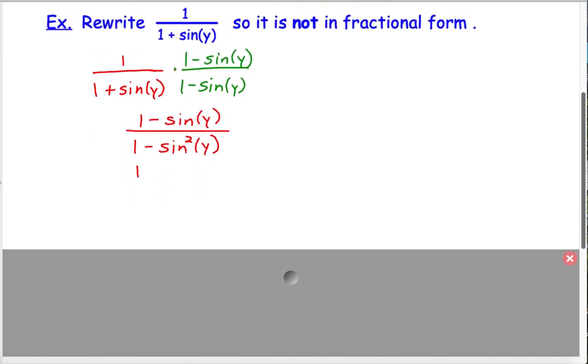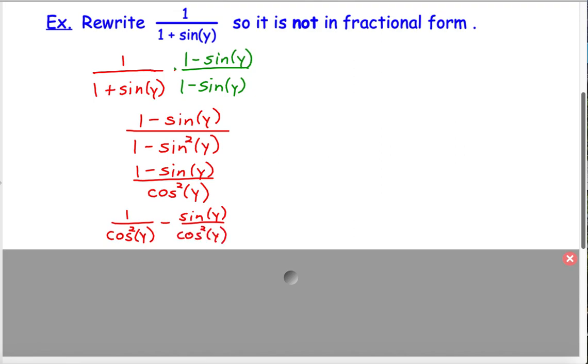So I'm going to replace in my problem the 1 minus sine squared with cosine squared. So now I have 1 minus sine of y over cosine squared of y. Now you're thinking, well, that's still a fraction. How does that help me? Well, I could split this up into 2 separate fractions. So I could write this as 1 over cosine squared of y. I think you know what we're going to do with that. And then minus sine of y over cosine squared of y.